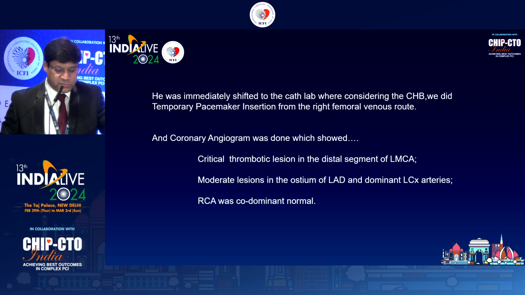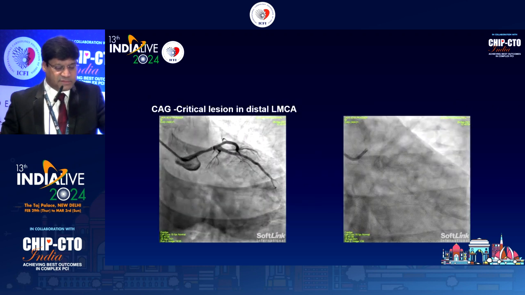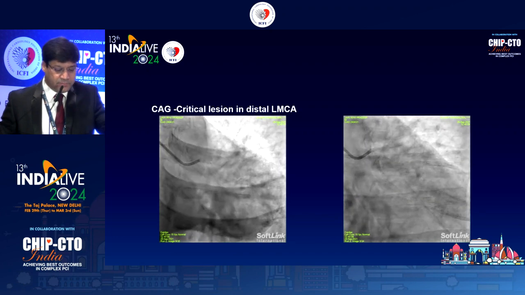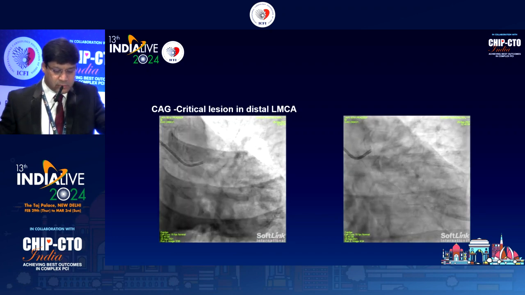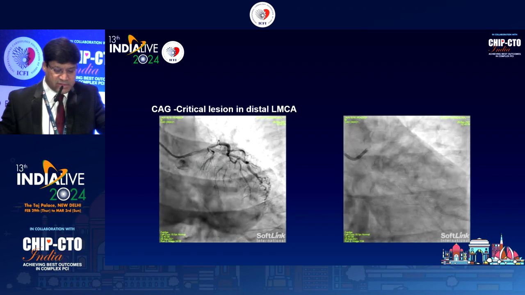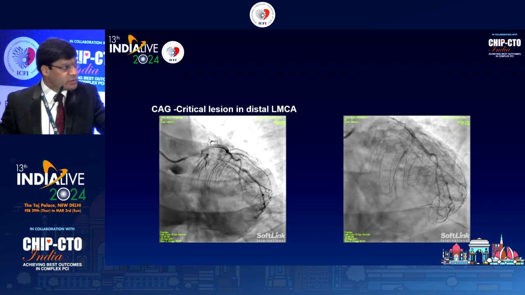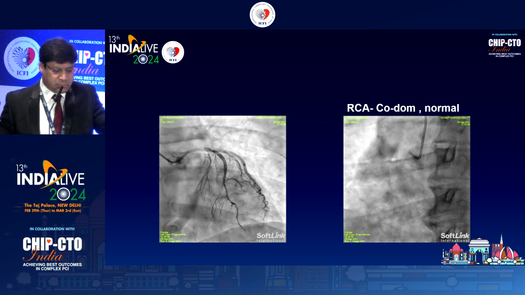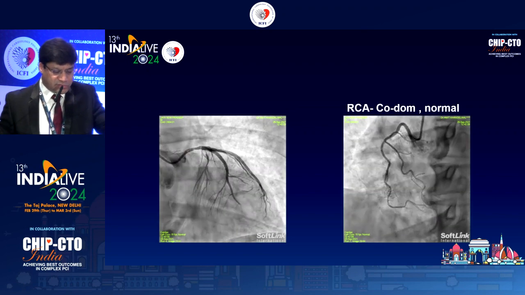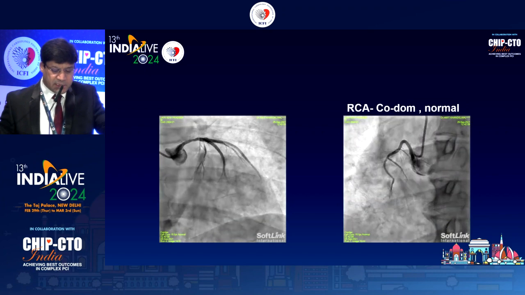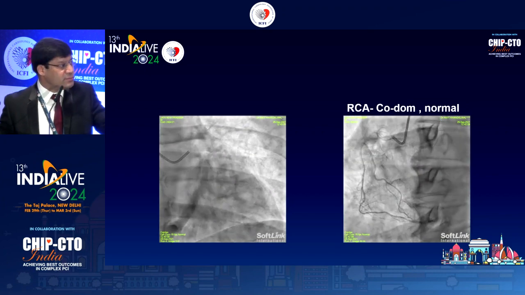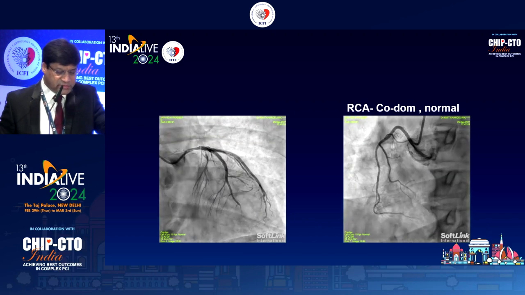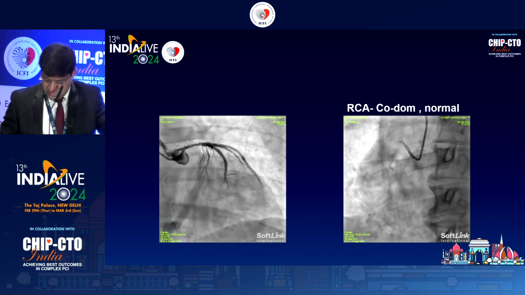After angiogram, what we saw was this. There was a critical lesion in the distal segment of left main. Otherwise, LCX and LAD were looking more or less healthy, although some proximal lesions were there at the ostium of both, but RCA was codominant and normal. Now what we were dealing with was whether it is a critical thrombotic lesion or some sort of dissection.